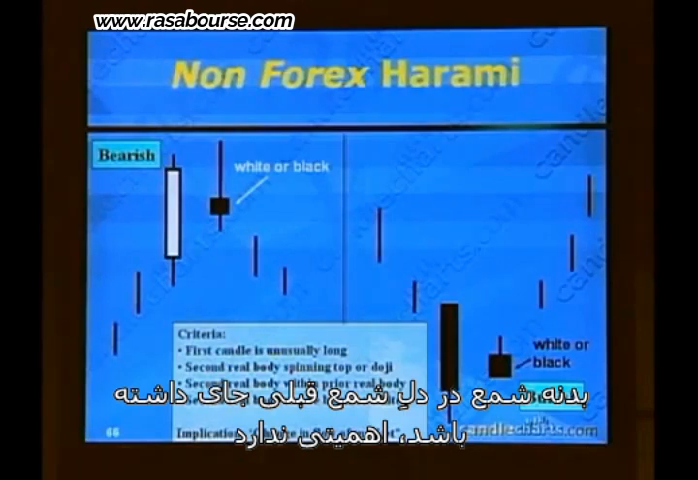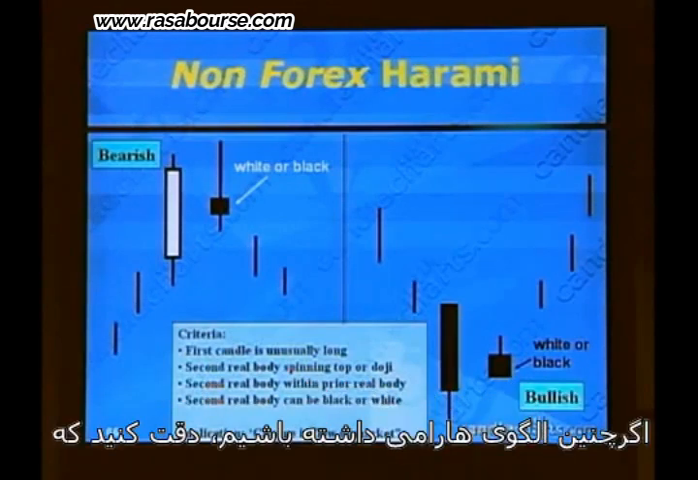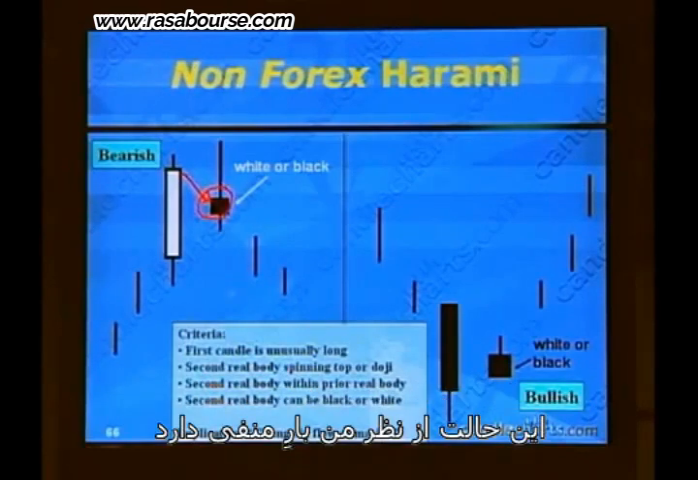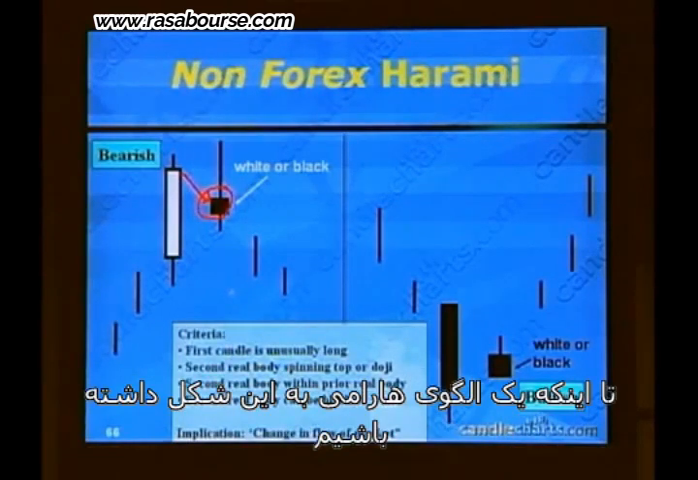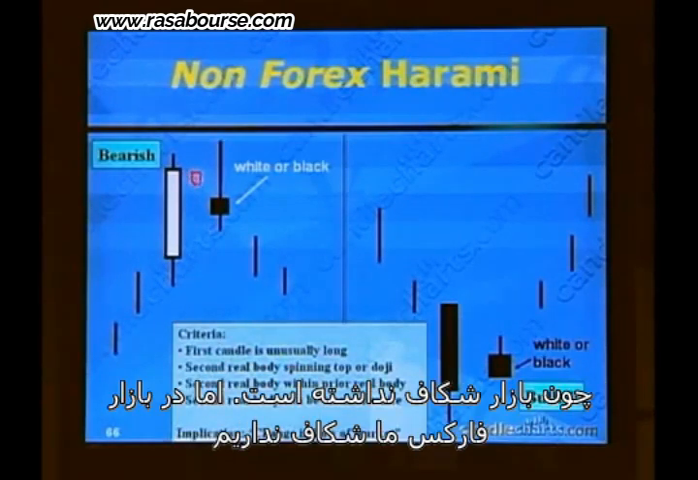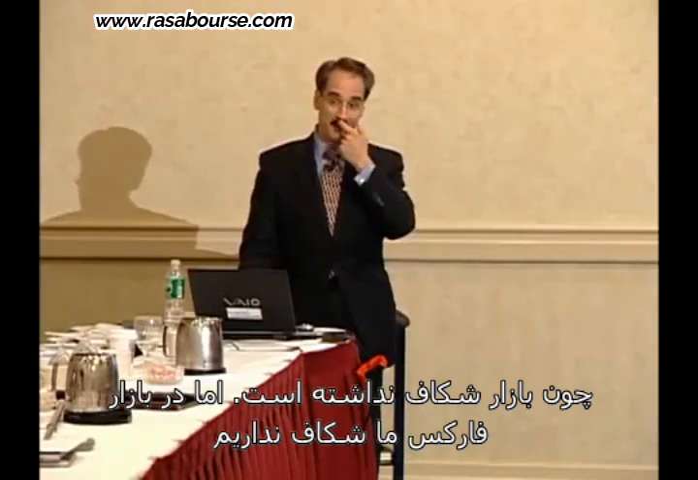Right? And what's nice about the non-4x is that if we have a Harami pattern like this, notice how deeply the market gapped down on the opening, right, and stayed down there. That, to me, is more negative than if we had a Harami like that. And I think we could see why, right? Because the market didn't gap down. But in the Forex market, that's the way it's going to be. Okay?